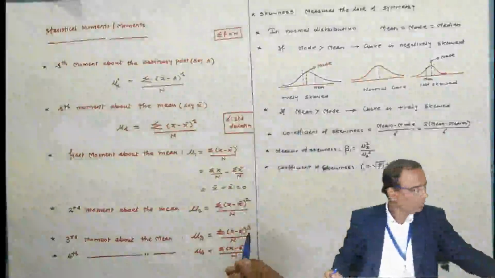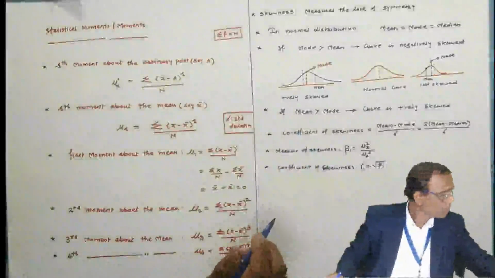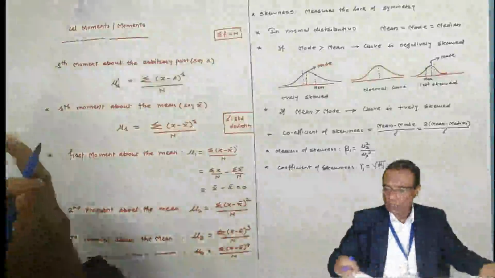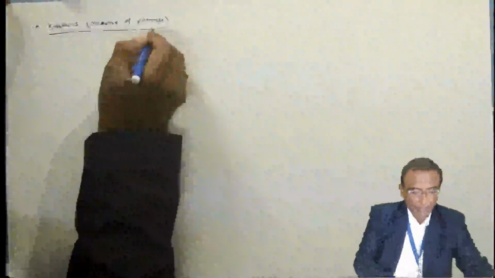Now, coming to the kurtosis. The kurtosis is the measure of thickness. Kurtosis tells us how much the data is peaked. How much the data is peaked, that we come to know from kurtosis. Many times you may come across this type of situation.